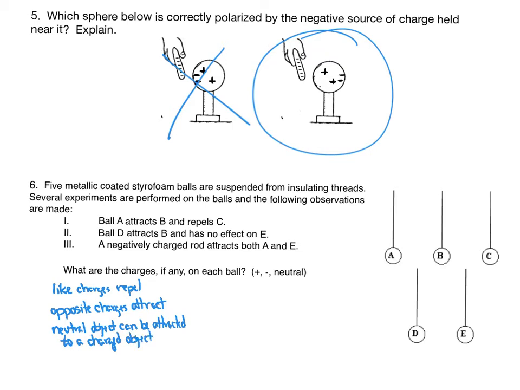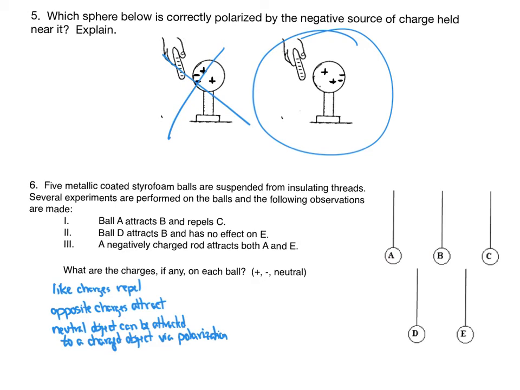All right, via. Can I write via? Via polarization, because that's what's going to be the ultimate thing here to help us get this correct. So it says A attracts B and repels C. So that means that A and C are going to be the same charge since they repel each other, but A and B will be oppositely charged.